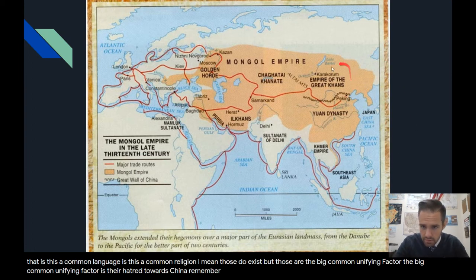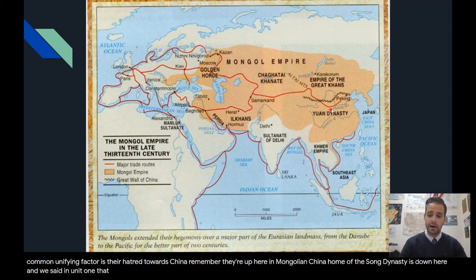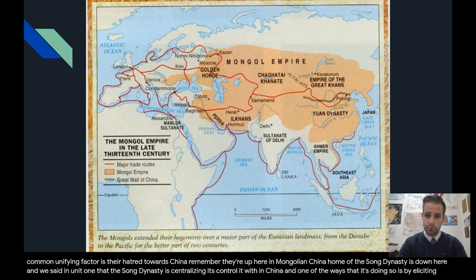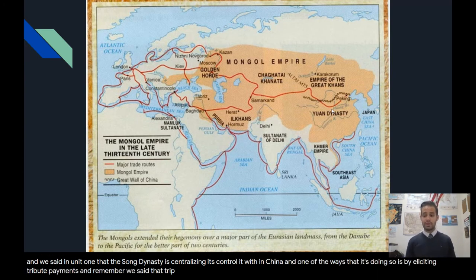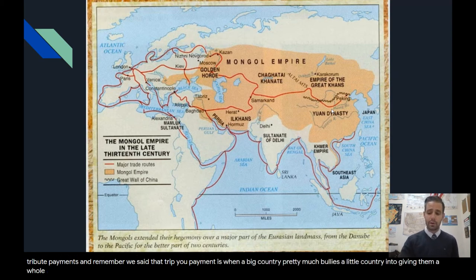Remember, they're up here in Mongolia. China, home of the Song dynasty, is down here. And we said in Unit 1 that the Song dynasty is centralizing its control within China. And one of the ways it's doing so is by eliciting tribute payments. And remember, we said that tribute payment is when a big country pretty much bullies a little country into giving them a whole lot of money.